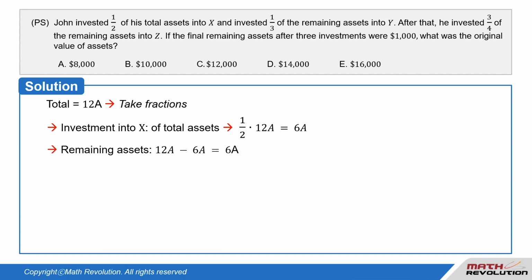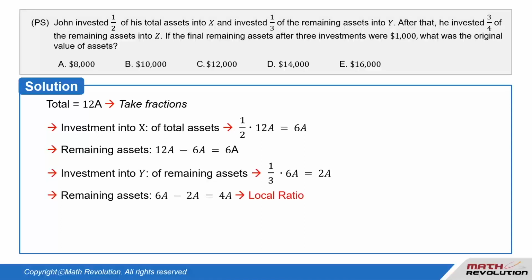Investment into X. 1/2 of total assets, so 1/2 times 12A, or 6A. Remaining assets equals 12A minus 6A, or 6A. Investment into Y. 1/3 of the remaining assets, 6A, so 1/3 times 6A, or 2A.